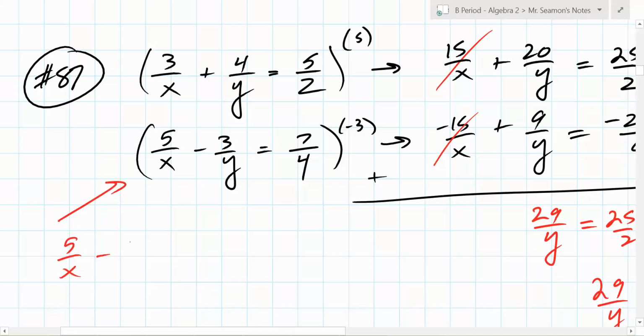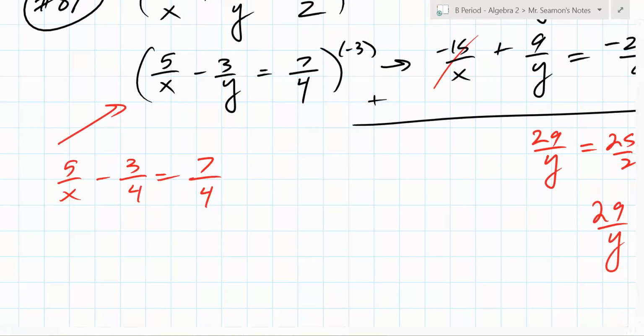5 over x minus 3 over 4 equals 7 over 4. What do you do to both sides? You could multiply. Yeah, we could multiply, but what do we add to both sides? We're trying to isolate. No, we're not isolating 3/4. Isolate x. We're isolating x. What should we get rid of? Negative 3/4. Yeah, so we add 3/4 to both sides.